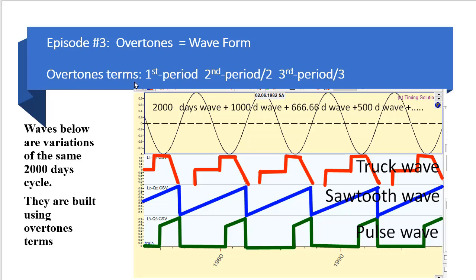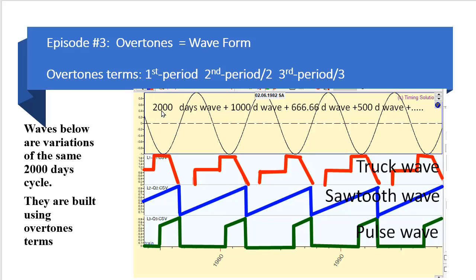Definition, overtone terms. Overtone terms are parts of the original wave. For example, we have this 2000 wave, this is the original wave, the first overtone. This is a sinus or cosine wave with period 2000 days. Second overtone term is half of the period. This is a sinus or cosine wave with period 1000 days. Third overtone is a 1/3 period of the original wave. This is a sinus or cosine wave with period 666.666 days. And so any function of this waveform can be built as a superposition of different overtone terms with different weights and so on.